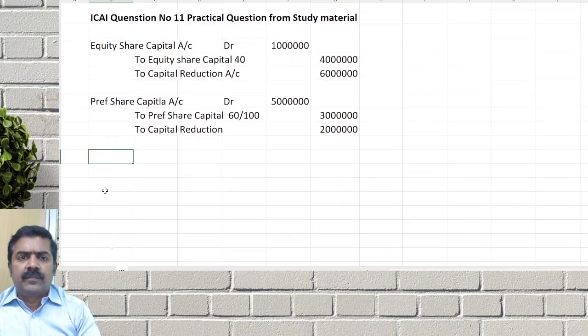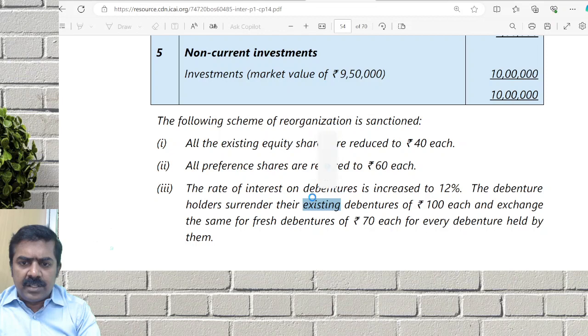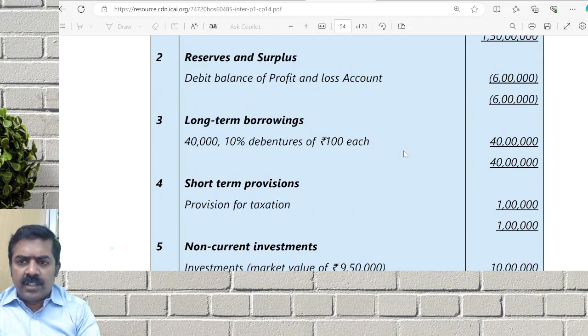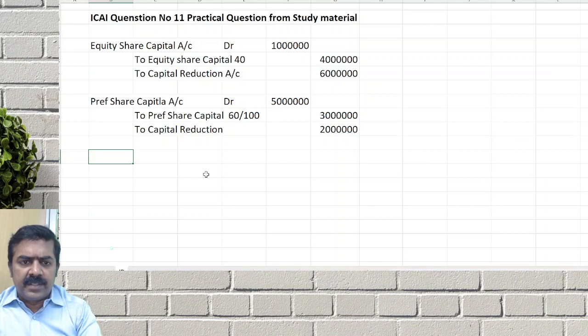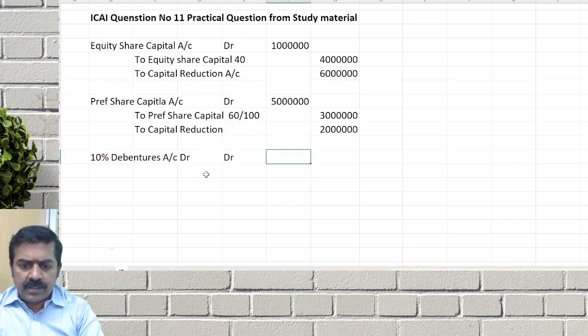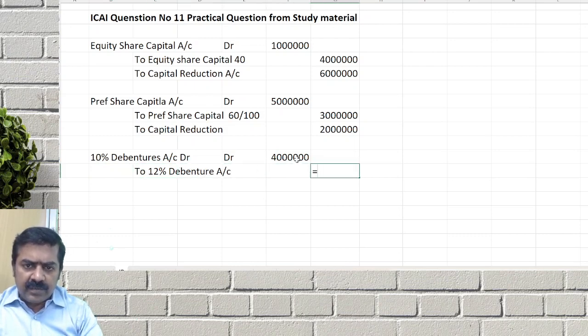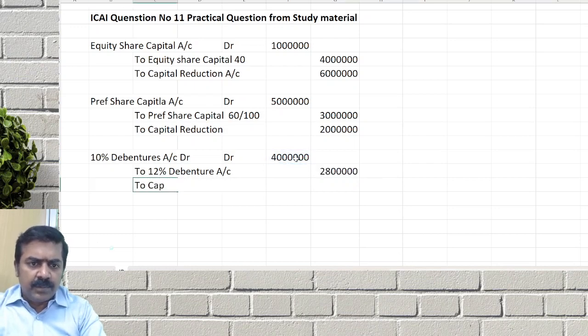Then, what is the next one? Rate of debenture is increased to 12%. Debentures எவ்வளவு இருக்காங்க பாருங்க, 40 lakhs. So cancel the debentures. 10% debentures account debit, how much? 40 lakhs. We are giving 12% debentures account for 70%. Balance will go to capital reduction.